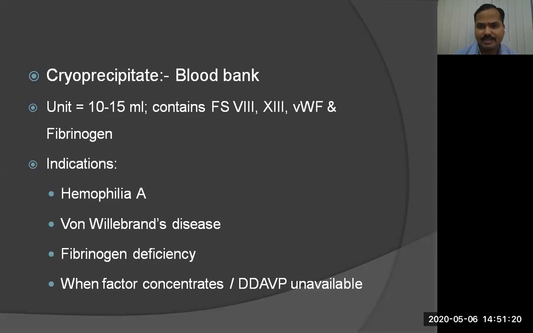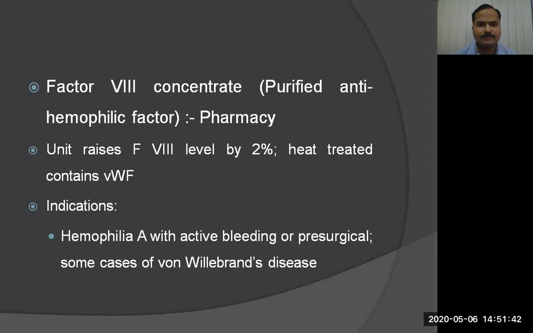Then cryoprecipitate is also available in the blood bank, and each unit has 10 to 15 ml of the blood as cryoprecipitate, and contains factors 8, 13, 1, and fibrinogen. Indicated in hemophilia A, von Willebrand's disease, fibrinogen deficiency, and when the factor concentrates are unavailable.